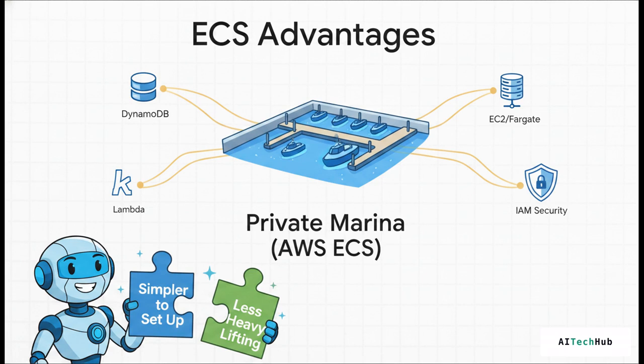You literally just tell ECS what resources your container needs, and Fargate runs it without you ever provisioning or managing a single underlying server. Combine that with native IAM integration, which gives you incredibly granular task-level security right out of the box, and you have an environment that is genuinely simpler and way faster to set up.